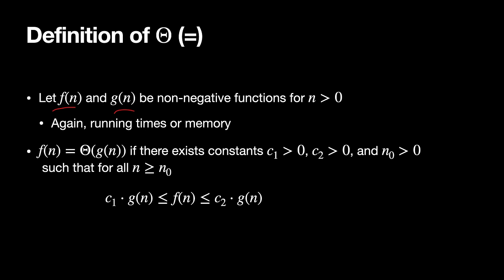And our definition is that our function f is in the theta of g if there exist constants. In this case, we've got two constants, c1 and c2, and still a start point, n0. And still, we're only interested in things after the start point. So here, what we're saying is our function has to be bounded both above and below by our g function. So it's putting very tight bounds on f.